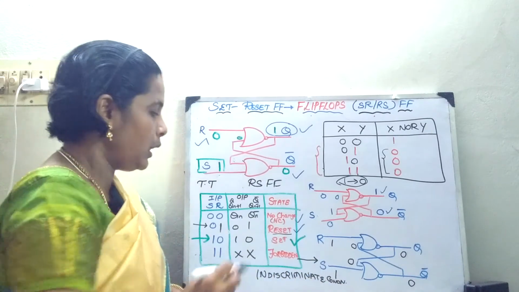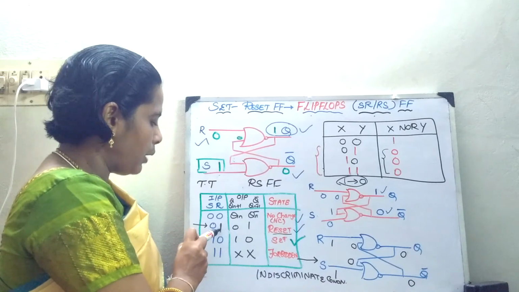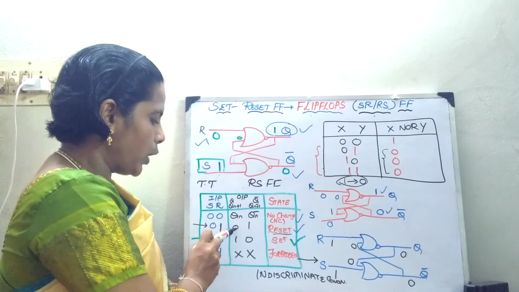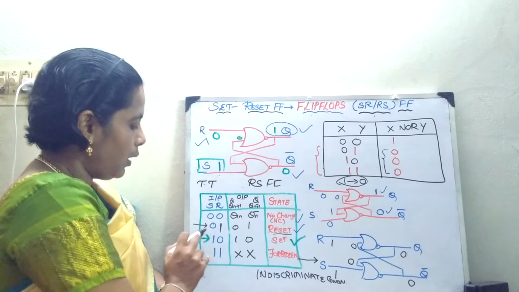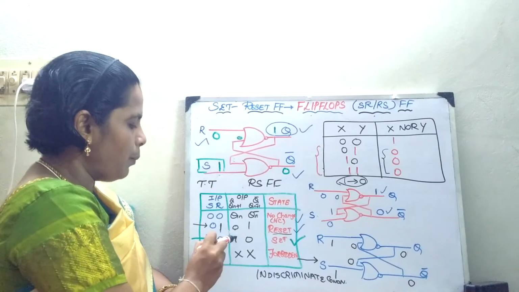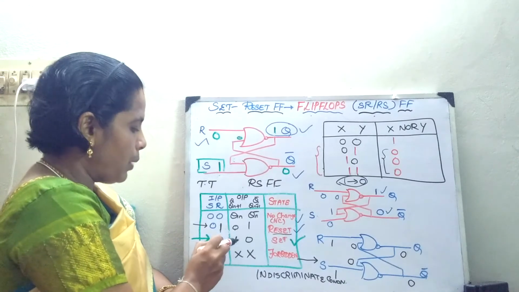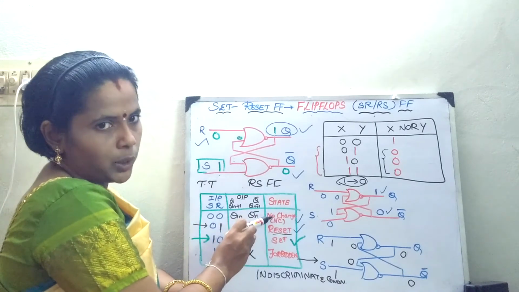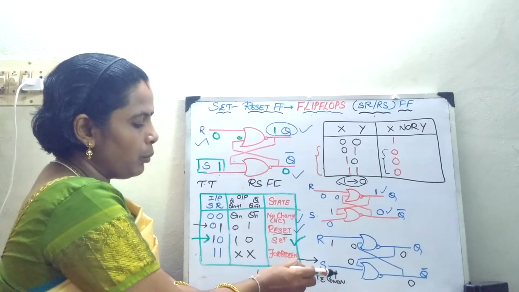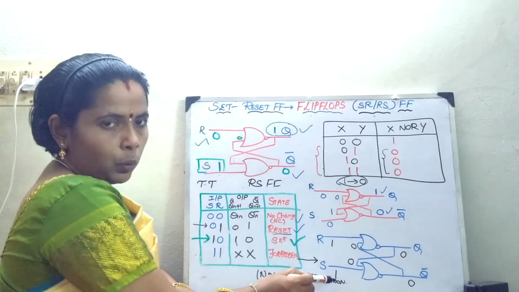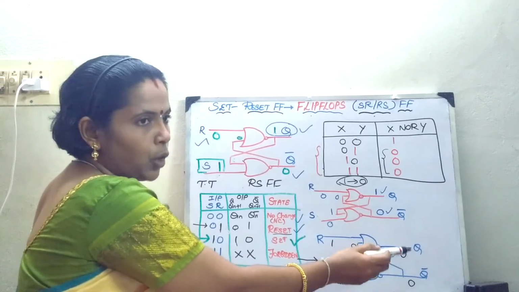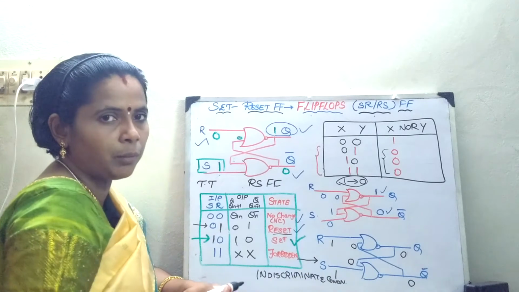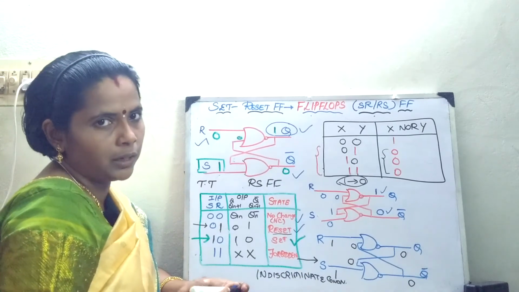So is this clear? Whenever I reset my flip-flop, my output is going to be 0. Whenever I set my flip-flop, my output is going to be 1. Based on the past inputs, whenever I change, it is going to result in a no change condition. Whenever I give both the inputs as 1, what happens? I cannot discriminate between the outputs. So this is called an indiscriminate or forbidden condition.